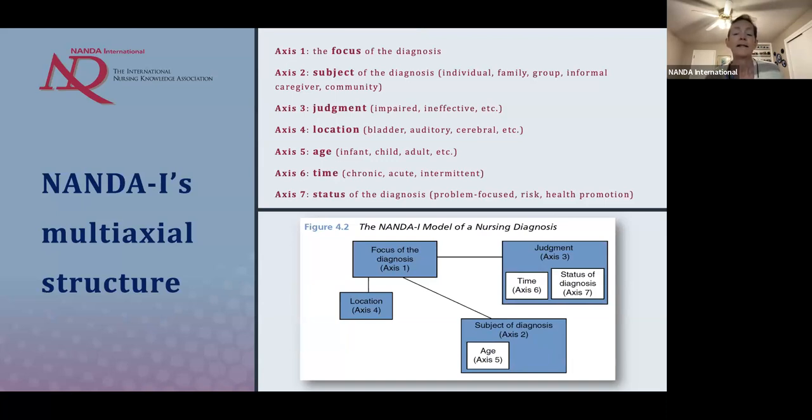And then finally, the status of the diagnosis. And the status as it stands currently is, is this a problem-focused diagnosis? Is it a risk diagnosis? Is it a health promotion diagnosis? So these are our current diagnoses. And you can see on this slide our current modeling of the NANDA-I representation of a nursing diagnostic judgment in this format below, which is similar to what we see with the International Standard Organization.